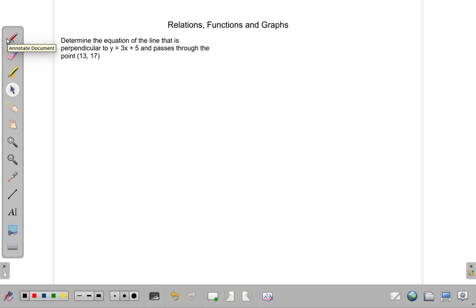This is an example on relations, functions, and graphs. It says: determine the equation of a line that is perpendicular to y equals 3x plus 5 and passes through the point (13, 17). So pause the video and take around 5 minutes or less to work it out. So go ahead.